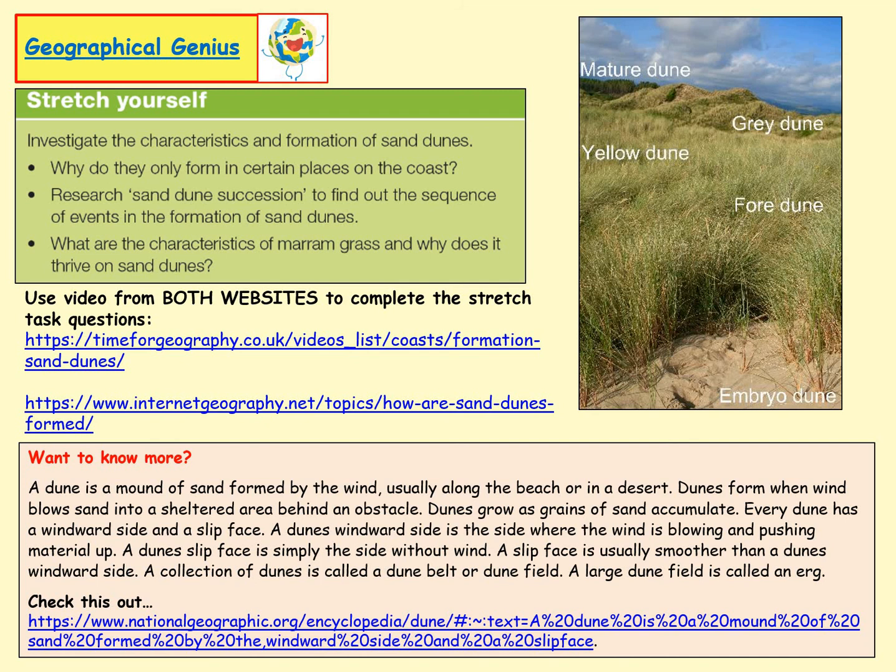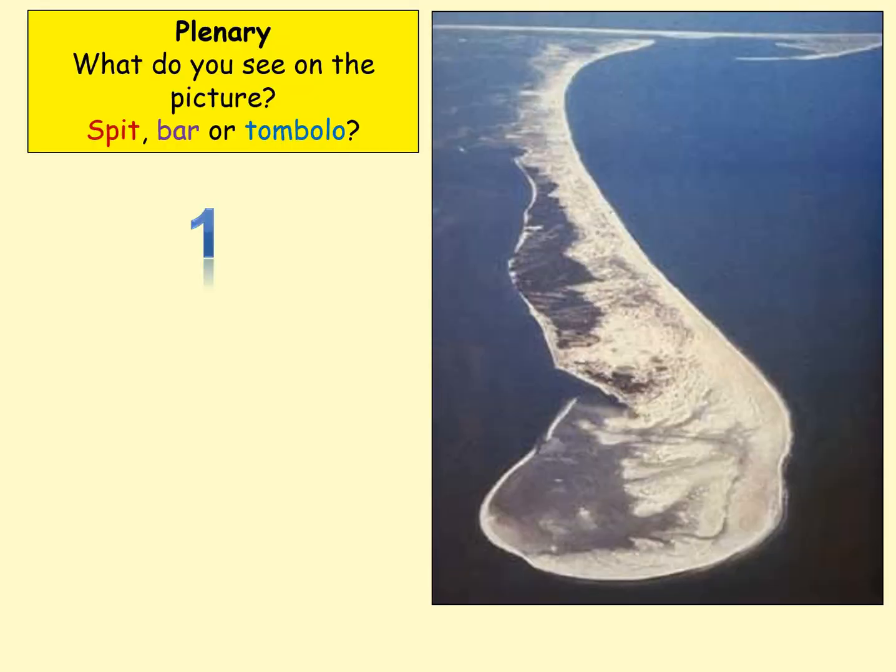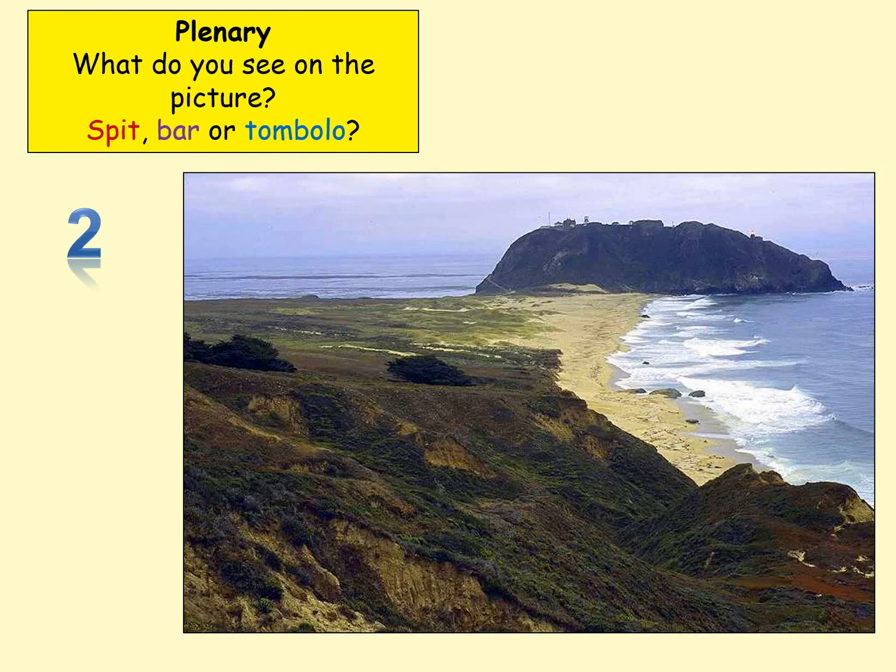So the last thing is we're going to look for our plenary. Which of the depositional features are we looking at? So spit, bar or tombolo. 5, 4, 3, 2, 1. So spit. Spit, bar or tombolo. 5, 4, 3, 2, 1.